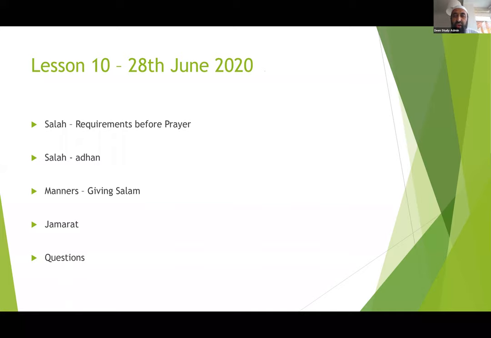So we'll be looking at the requirements before prayer. So we'll start from the beginning to the end, inshallah. So today we'll be looking at some of the requirements before prayer, and alongside of that, the adhan, the call to the prayer, how it was revealed, and some of the words.